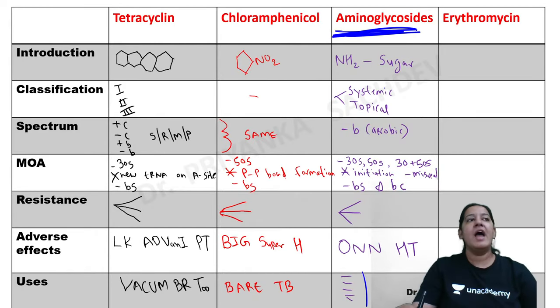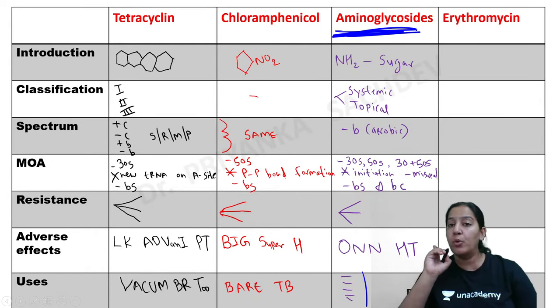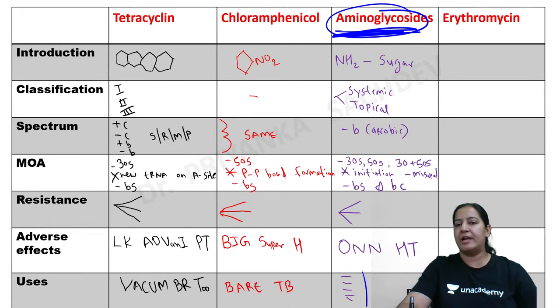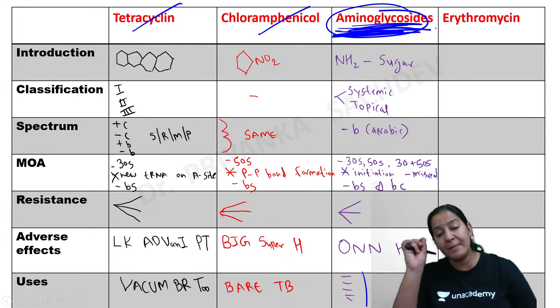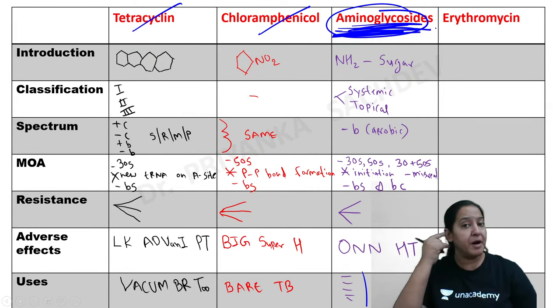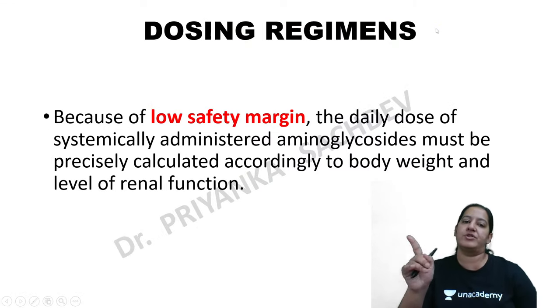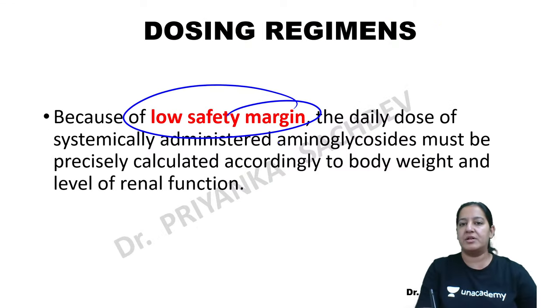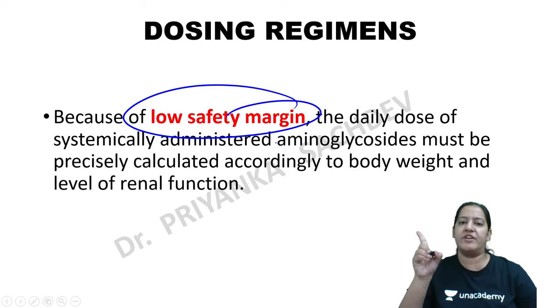But before ending, I would like to add one more thing here: the dosing. Here I am teaching you dosing separately. You will say, ma'am, you haven't taught dosing elsewhere. Why am I teaching dosing separately? Because these drugs are dangerous. Even a little bit more dose can cause permanent deafness. So dosing is very important here because they have a low safety margin. Aminoglycosides have a very low safety margin.